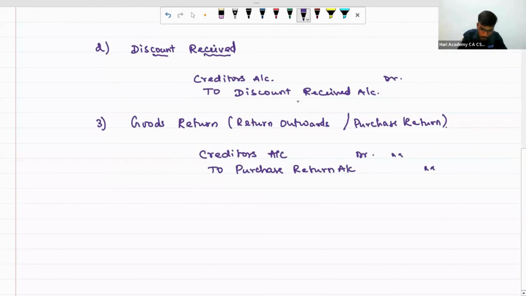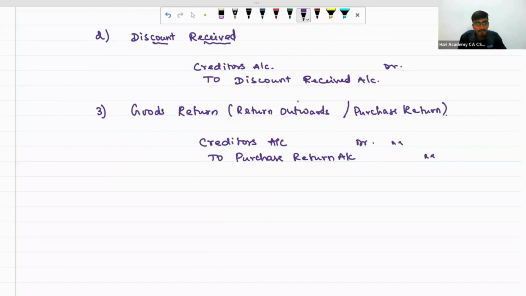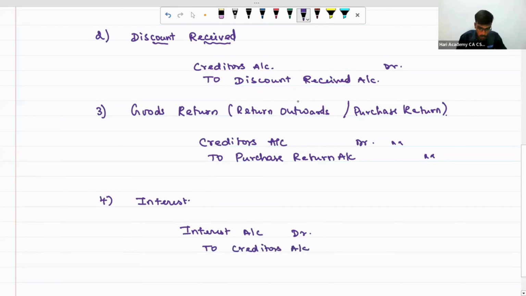Fourth one, there may be chances that you need to pay interest. At that time, interest becomes my expense. So interest account debit to creditors account.